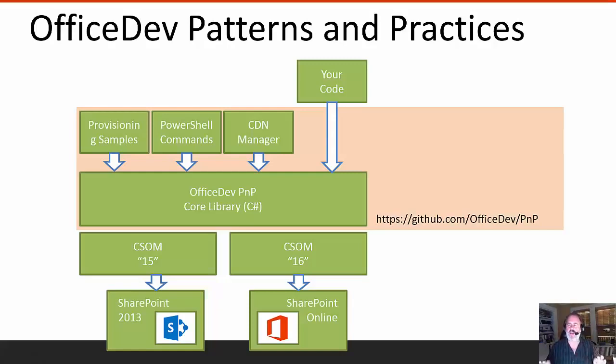The Office Dev Patterns and Practices library is everything inside of the orange box here. At its foundation, it has something called a core library. It extends the normal CSOM, the client-side object model, with things that are missing from the CSOM and things that make it more convenient.